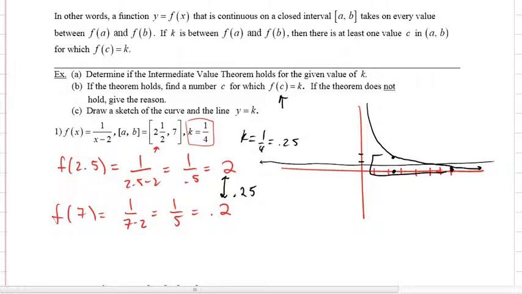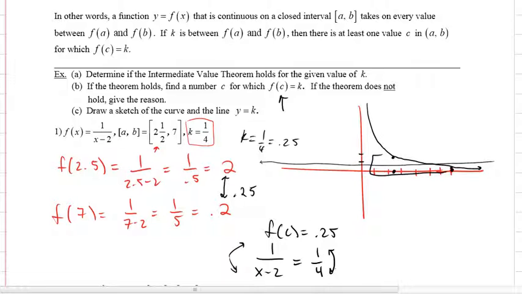We have to find the c which provides us 0.25 for the k. So we have to say that f of c is equal to 0.25, and the function is 1 over x minus 2 is equal to 0.25. Now we have to find the x. Anytime the rational function, a fraction with your x in the bottom, is equal to a number, you can flip the fraction. Remember that this is actually 1/4.